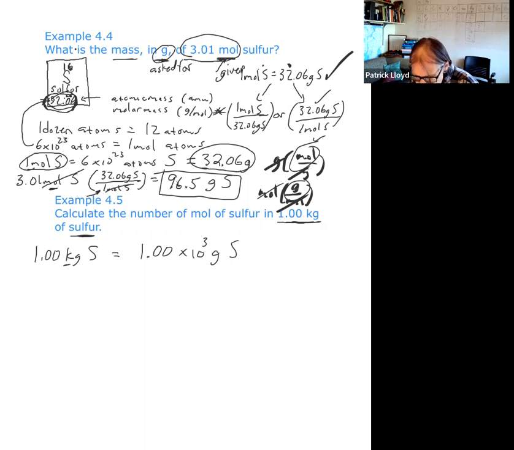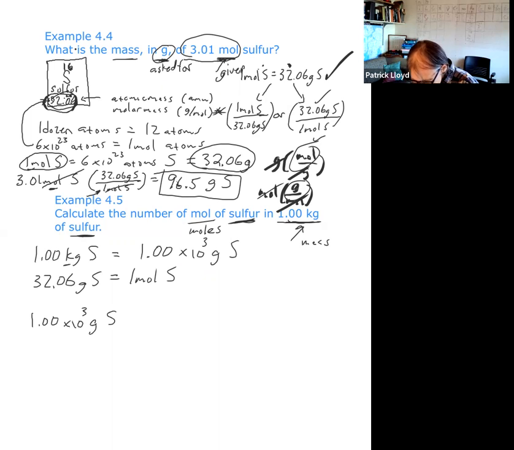Okay, now it's still sulfur. So we get to use the same molar mass. See what's going to happen now? Now we're given the mass and we're asked for the moles. So that's the opposite of what we did in the previous problem. In the previous one, we were given the moles and asked for the mass. Now we're given the mass and asked for the moles. So again, you take your measurement, 1,000 grams, okay? 1.00 times 10 to the 3 grams of sulfur.